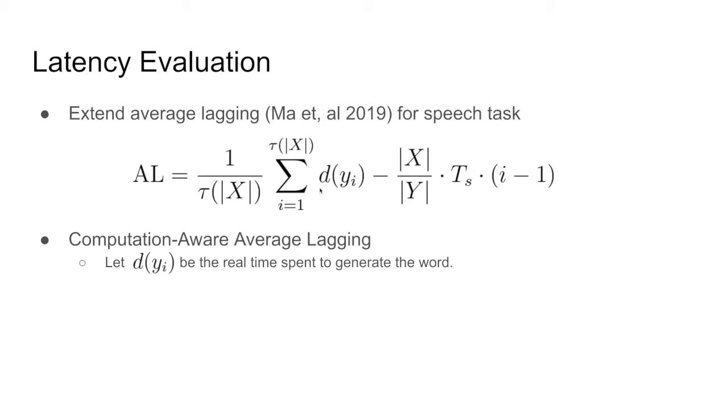The average lagging is basically the average difference between those two parts. For text translation, those two parts are measured by the number of input tokens. In this paper, for the speech task, we use the duration of the speech to measure the delay. After we extend average lagging to speech, we also consider the computational time for the latency evaluation. Thus, we propose computational weighted average lagging. We simply let the dy be the real time that is spent to generate the word yi.